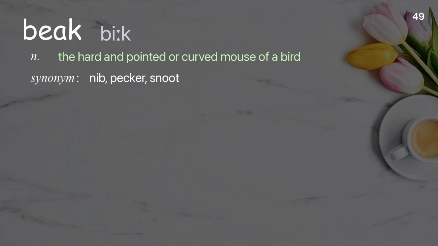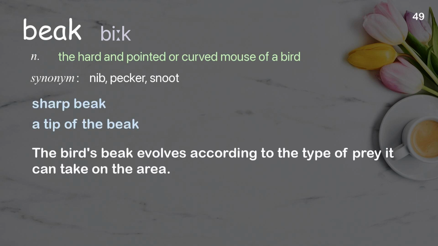Beak. The hard and pointed or curved mouth of a bird. Examples: Sharp beak. A tip of the beak. The bird's beak evolves according to the type of prey it can take in the area.